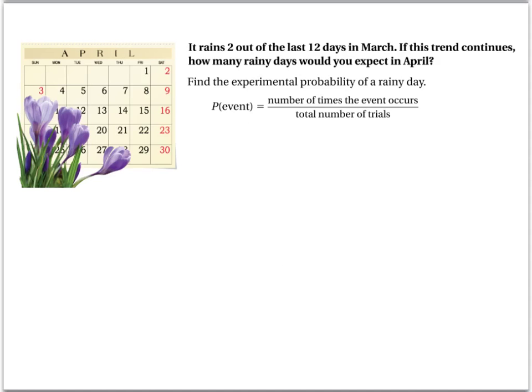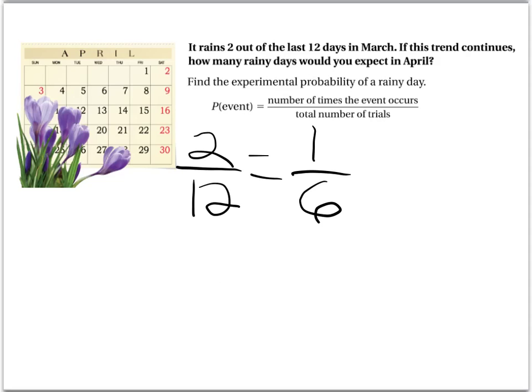All right, it rains 2 out of the last 12 days in March. If that trend continues, what would you expect to happen in April? Well, 2 out of 12, which, by the way, if you want to reduce it, is 1/6. 1/6 of the time in the last 12 days it has rained.